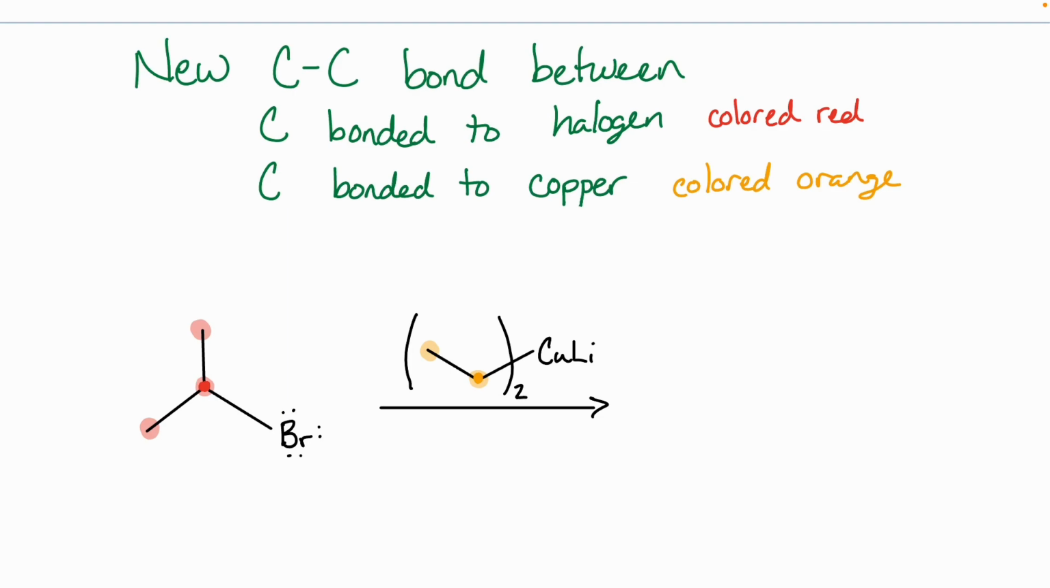So I'm going to start by drawing my 3 carbons from my halogen. That's these 1, 2, 3. I'm going to connect a new carbon to this one. Alright, that means that on the other side there, that's got to be my orange carbon. So boom, that's my new 1, 2, for a total of 5 carbons.